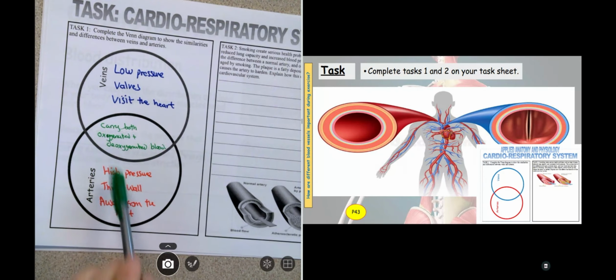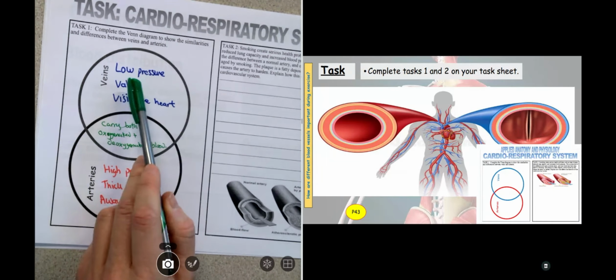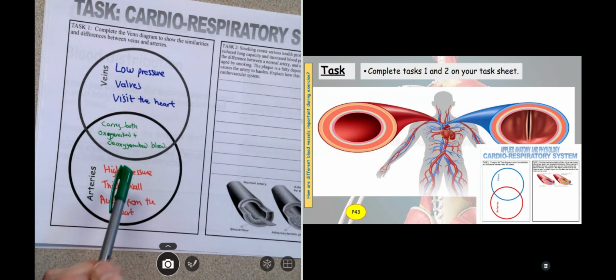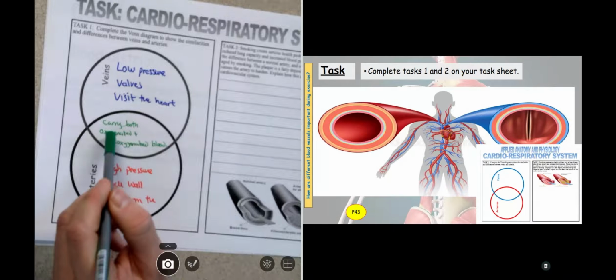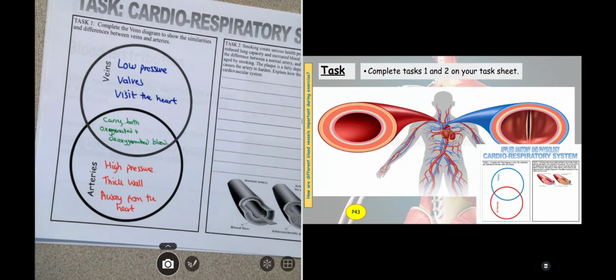So separate characteristics, main ones for veins: low pressure, valves, visit the heart; arteries, high pressure, thick walls, travel away from the heart. Shared characteristics, they both carry oxygenated and deoxygenated blood.